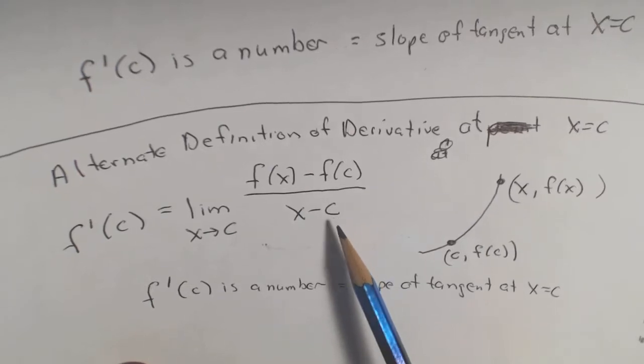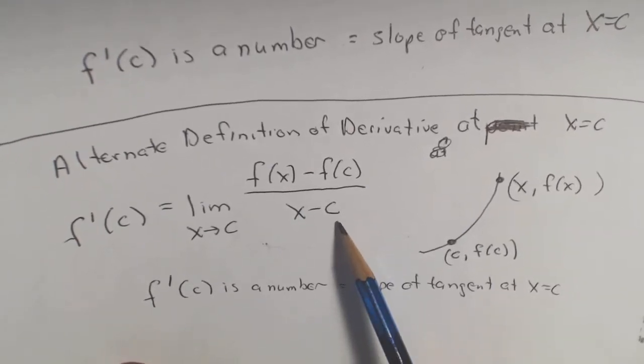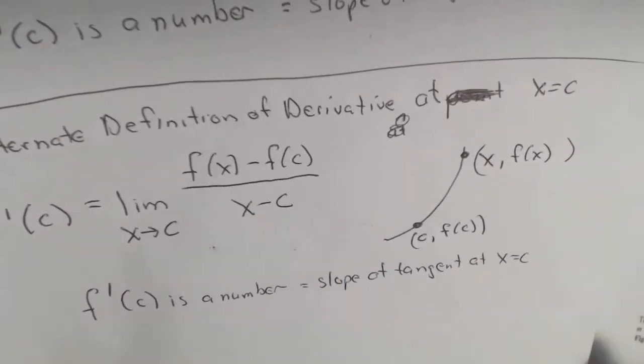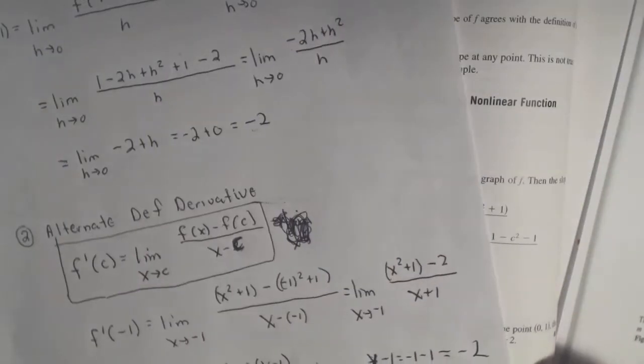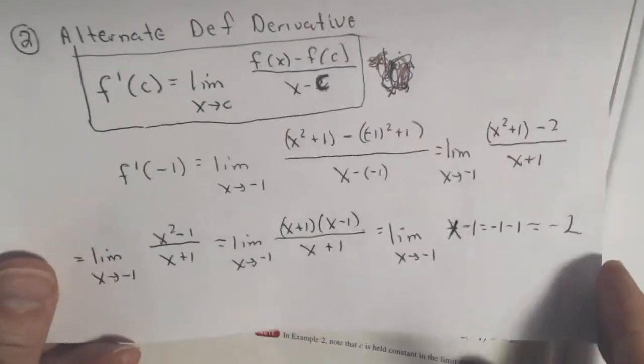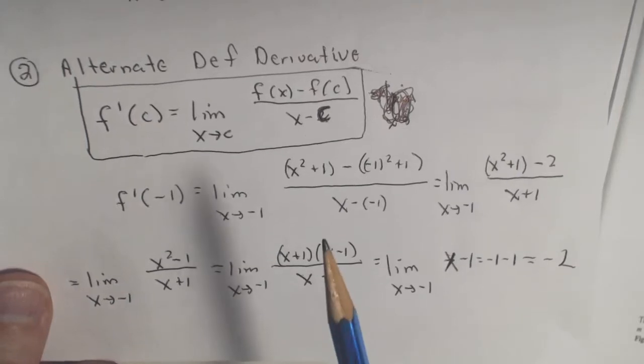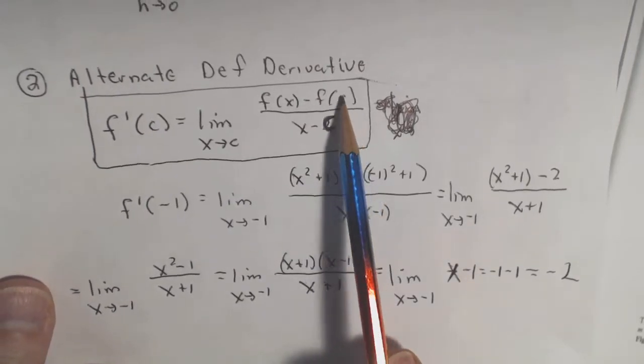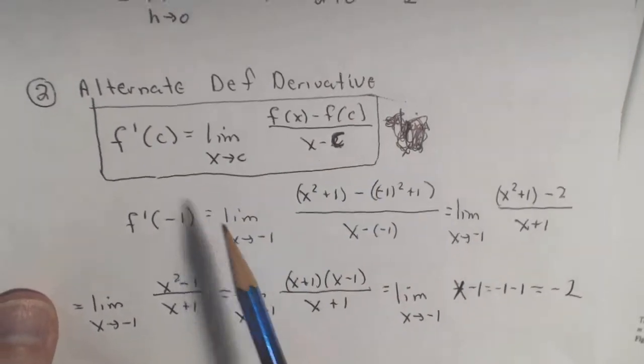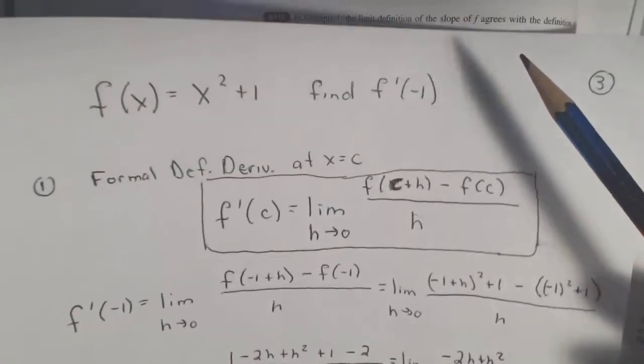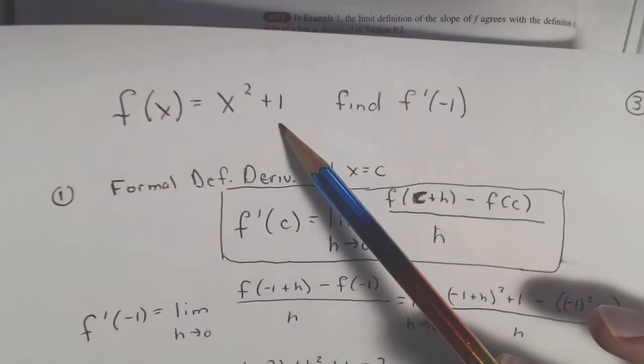Okay, so I'm going to show you how to use that definition of the derivative, again, to find the same thing we did last time. So here we go. I'm using the alternate definition of the derivative, which is there, to find f prime of negative 1. Again, this is the same function we used before. x squared plus 1 is my function.